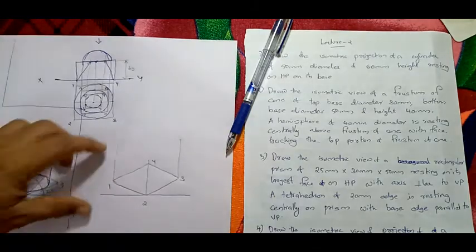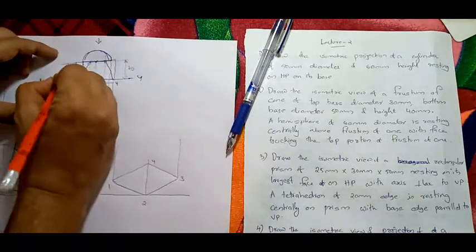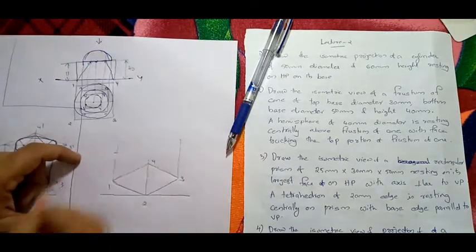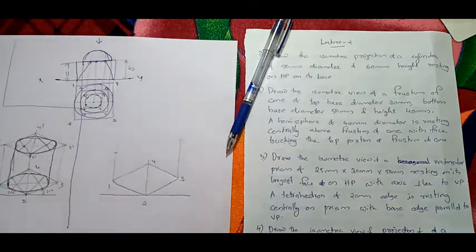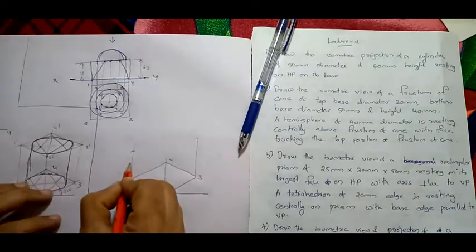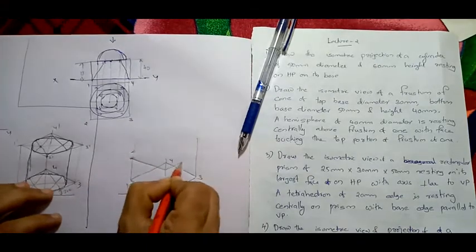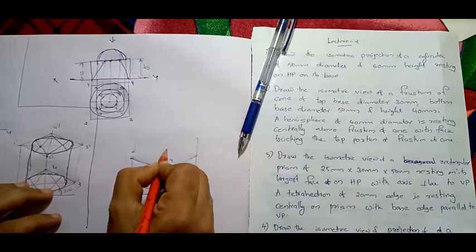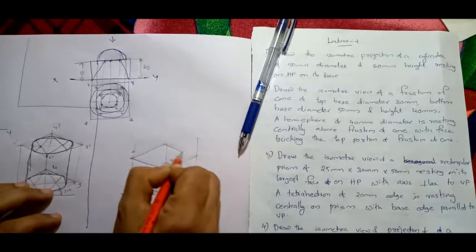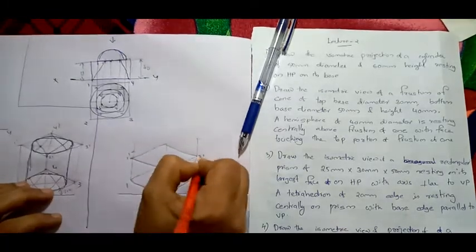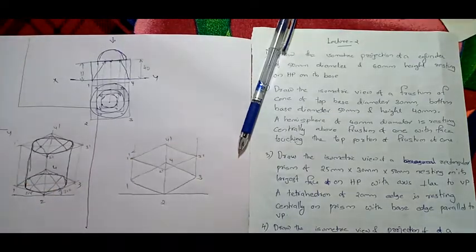What is this height? This height will be taking h, right? On front view it is 40 mm. Take that height, 40 mm, and cut it here. Usually you will be getting a rectangle like this. So this will be 1 dash, 2 dash, 3 dash, 4 dash.